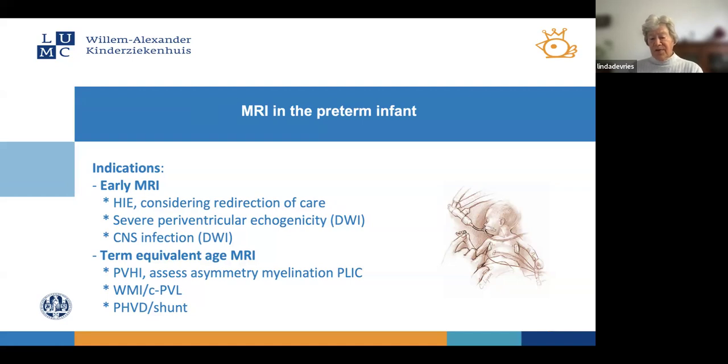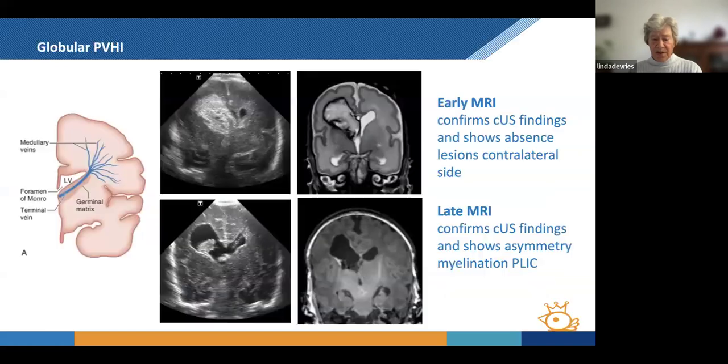And for term equivalent age MRI, I would like an MRI if the child has a periventricular hemorrhagic infarction, a grade 4, so to speak, and to look for asymmetry of myelination of the posterior limb of the internal capsule. In children who did develop cystic PVL, to see the extent, and also children who had post-hemorrhagic ventricular dilatation and needed neurosurgical intervention, a reservoir or a shunt.